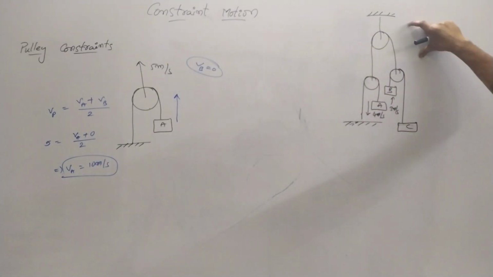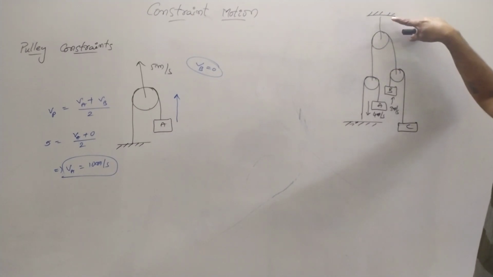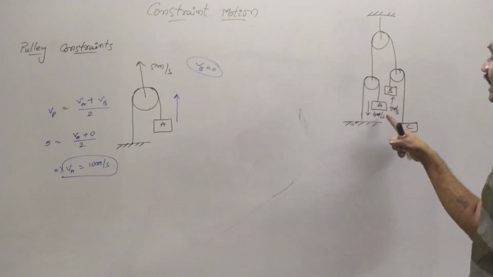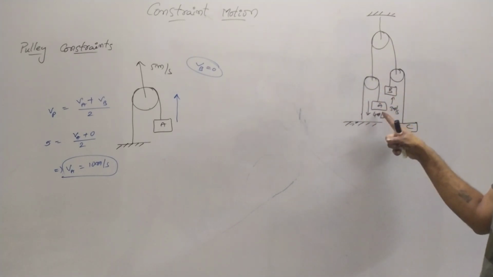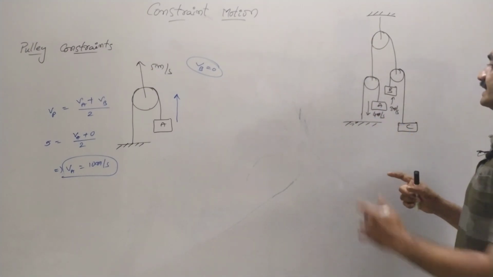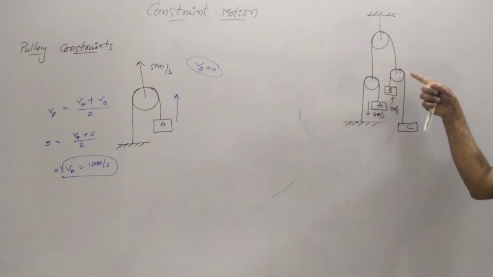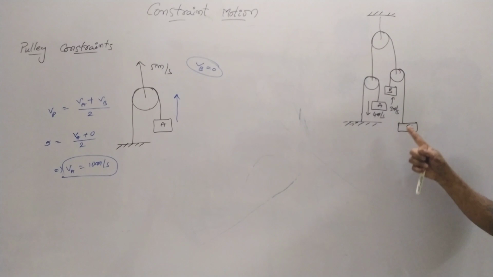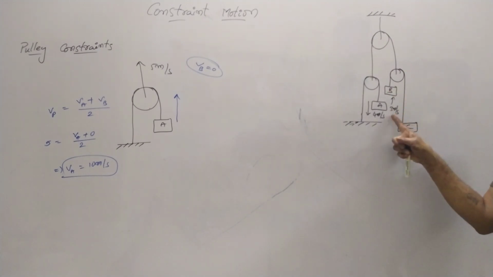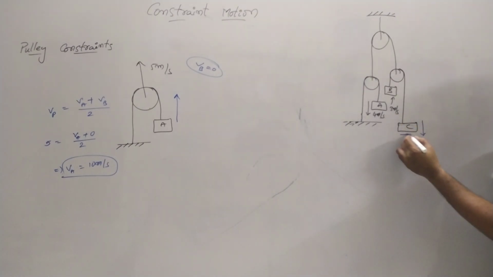Now let us consider this case. Observe that here we have 3 pulleys. One pulley is fixed to this rigid support, and in this case a block A is hanging, and this block is moving in the downward direction with 4 meter per second. Now to this pulley we have 2 blocks, B and C, whereas block B is moving in the upward direction with a velocity of 3 meter per second. Now we have to find the velocity of the block C.